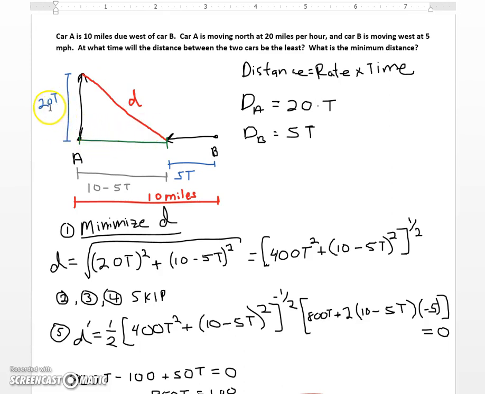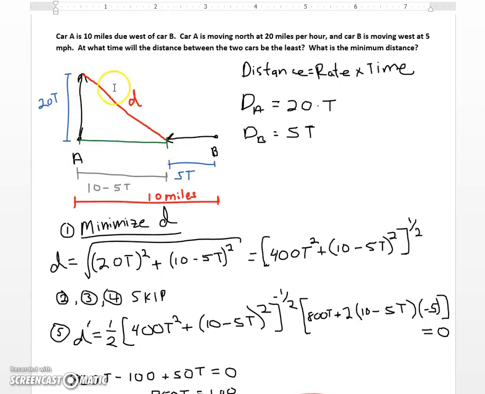The distance that car A has traveled at any given time is, using distance equals rate times time, 20 miles an hour times the unknown amount of time that has elapsed. Distance B, this blue distance here, is its speed times its time. So this distance is 5 times t, this distance is 20 times t. So we create this right triangle. Since the total distance starting A to B is 10, and this distance is 5t, this green distance is 10 minus 5t.